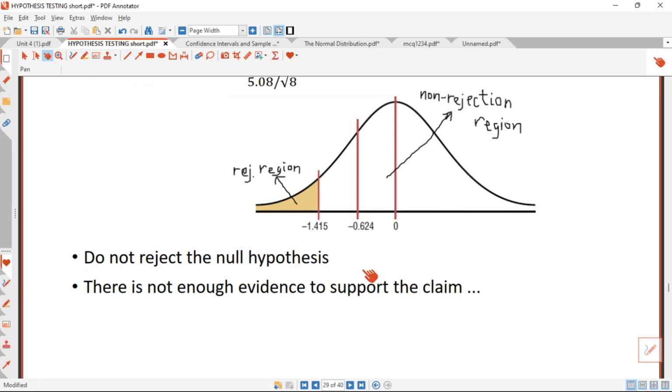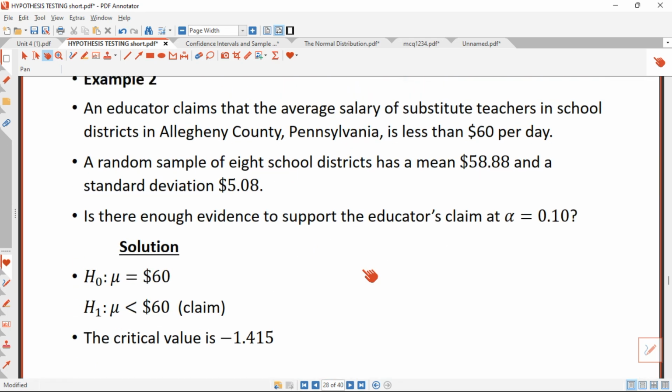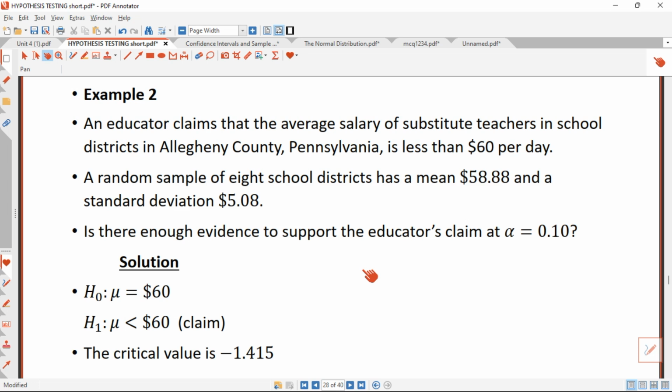Let's try our hands on these questions too, right? Let's continue. So here we are having an educator claims that the average salary of a substitute teacher in a school district is less than $60 per day. A random sample of a school district had a mean of 58.88 and a standard deviation of 5.08. Is there enough evidence to support the educator's claim at an alpha of 0.10? Hallelujah.